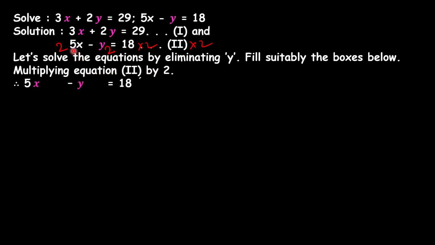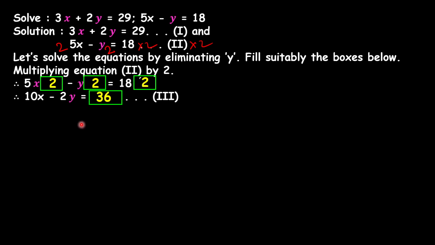We will get 5x into 2 minus y into 2 is equal to 18 into 2. We multiply 2 to each term of equation number 2. Now taking multiplication we will get 5 2s are 10x minus 2 into y, 2y is equal to 18 2s are how much, 36. Now in equation 1 and 3 the coefficient of y is same, variable y has opposite sign, therefore adding equation 1 and 3.